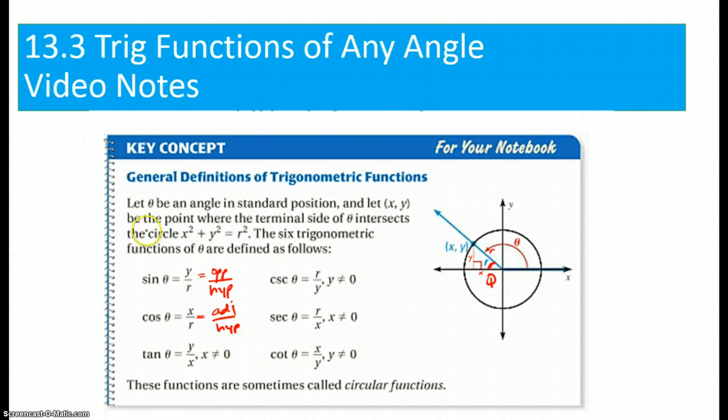So tangent is opposite over adjacent. Cosecant is hypotenuse over opposite. Secant is hypotenuse over adjacent. And cotangent is adjacent over opposite. And that's where we have these x, y, and r. So you're going to see some of this coming up, and I just want to relate it to things that you already know. No need to memorize x's, y's, and r's. Go with what you know.